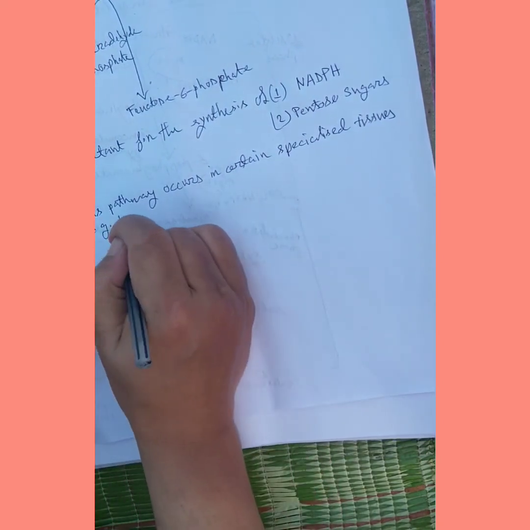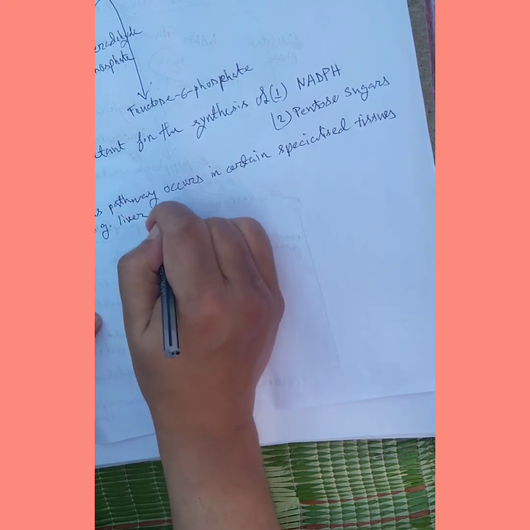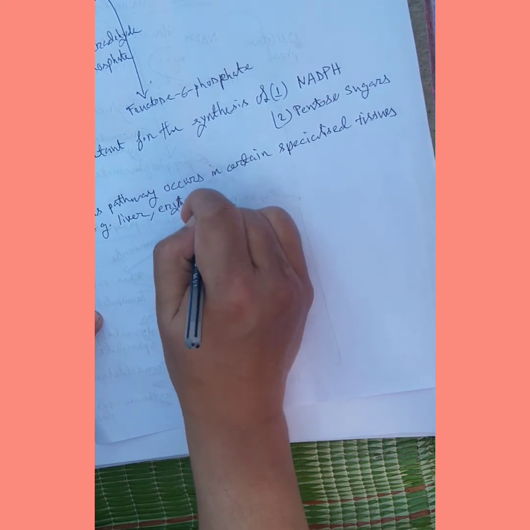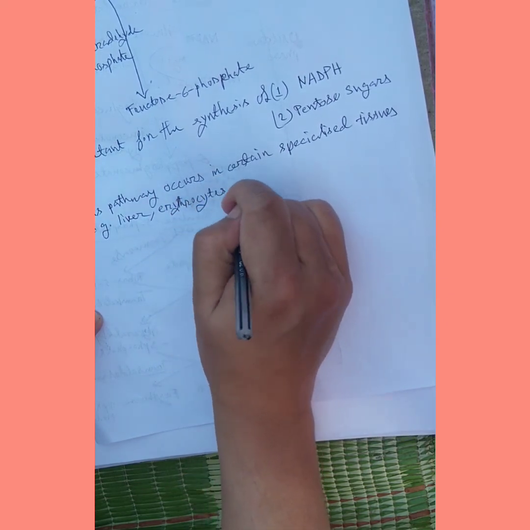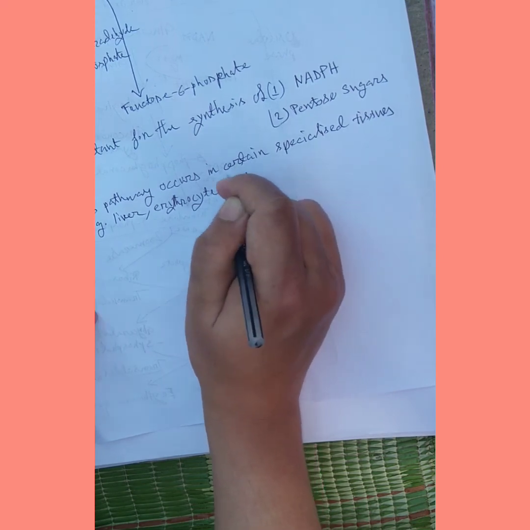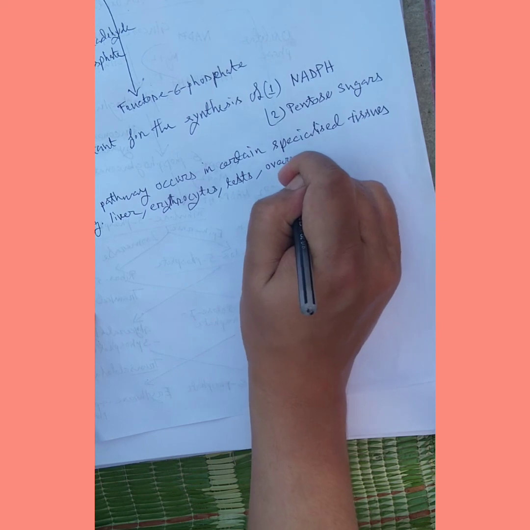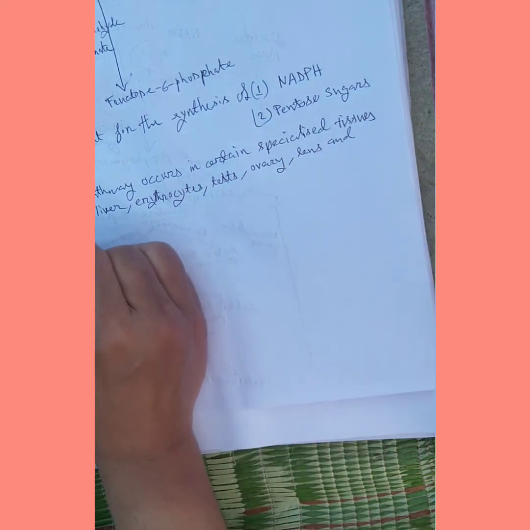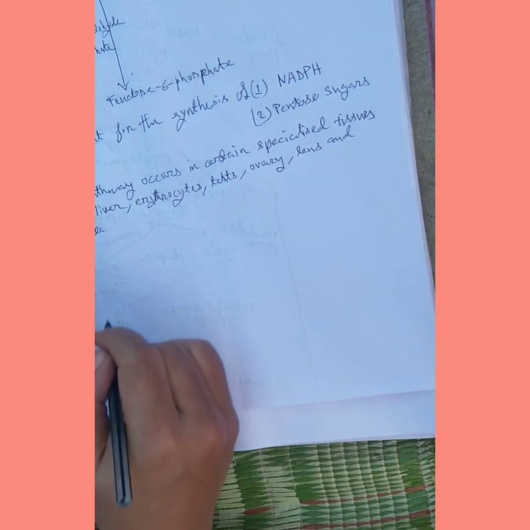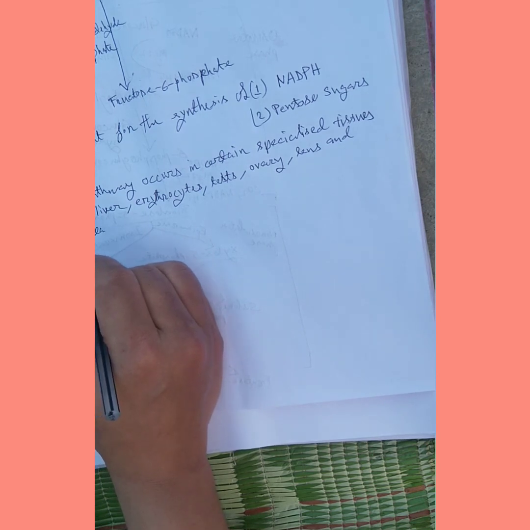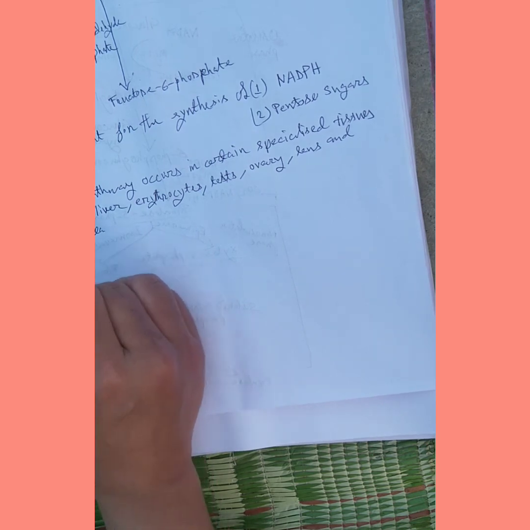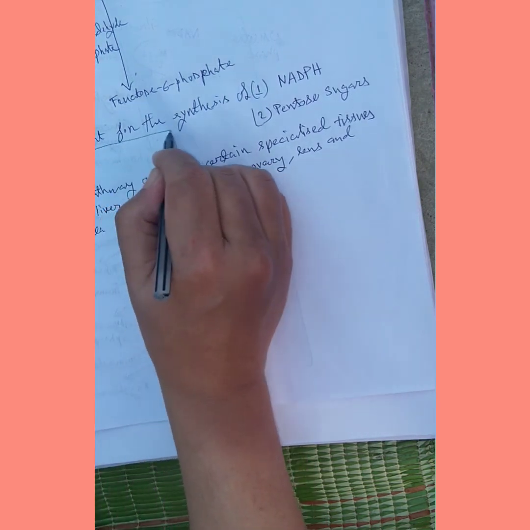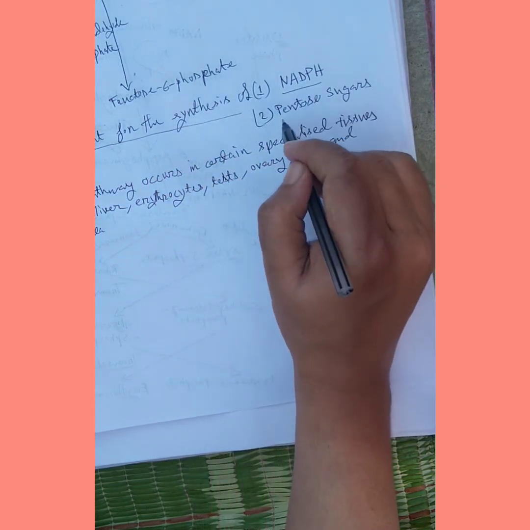Examples: liver, erythrocytes, testes, ovary, lens, and cornea. It is an important pathway for the synthesis and metabolism of pentose. It is important for the synthesis of NADPH and pentose sugars.